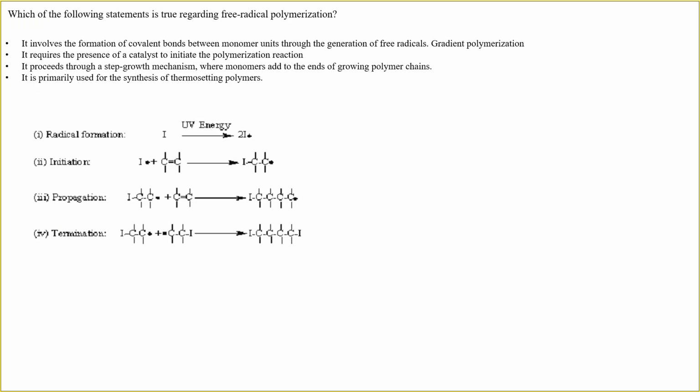Next, we have: which of the following statements is true regarding free radical polymerization? So we have the four options here. It involves the formation of covalent bonds between monomer units through the generation of free radicals. It requires the presence of a catalyst to initiate the polymerization reaction. It proceeds through a step growth mechanism where monomers add to the ends of the growing polymer chains. And it is primarily used for synthesis of thermosetting polymers. So, as the name suggests itself, we have free radical polymerization.